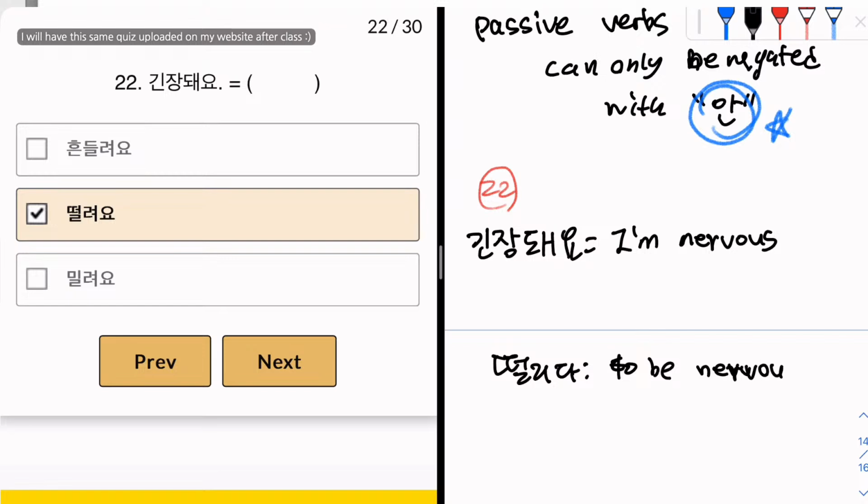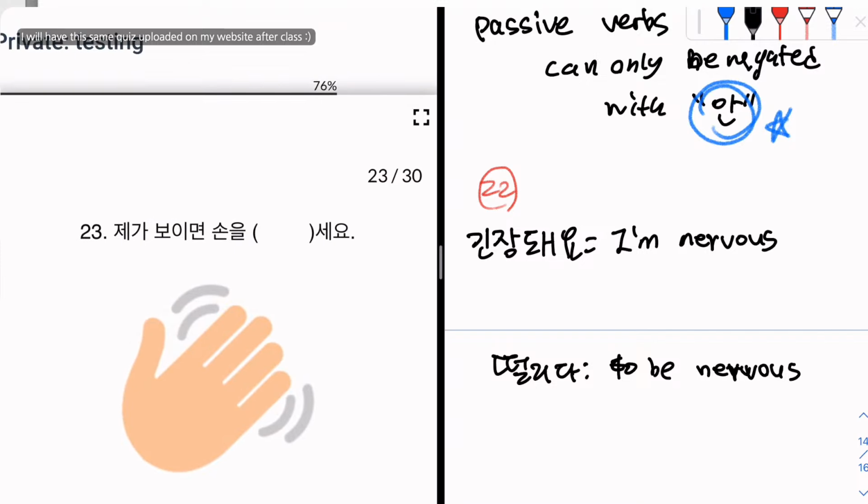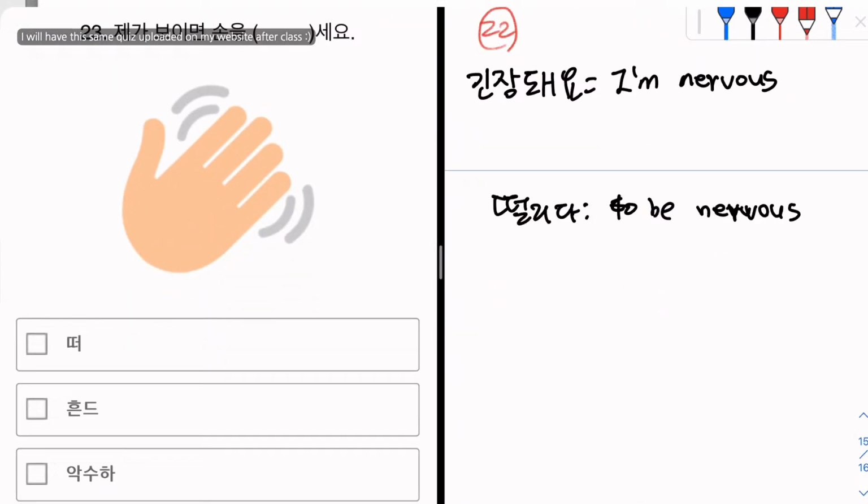뭐 내일 발표라서 I have a presentation tomorrow. 내일 발표라서 너무 떨려요. I'm so nervous. You can say it like this. 떨려요 or 긴장돼요. 그 다음에 23번 가볼게요.